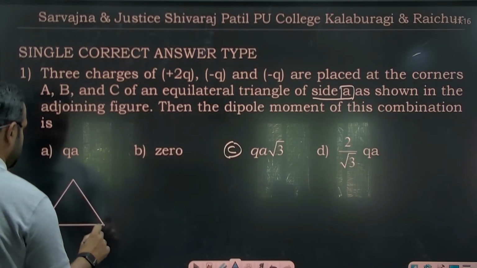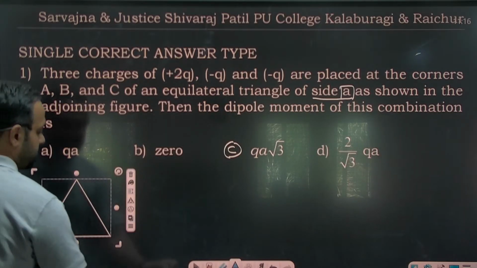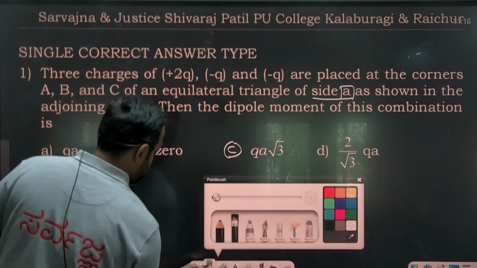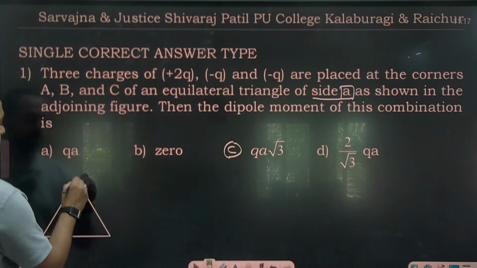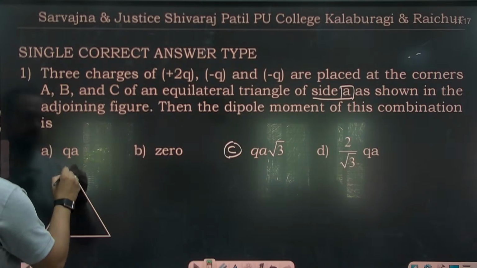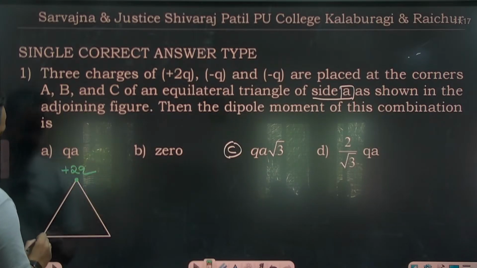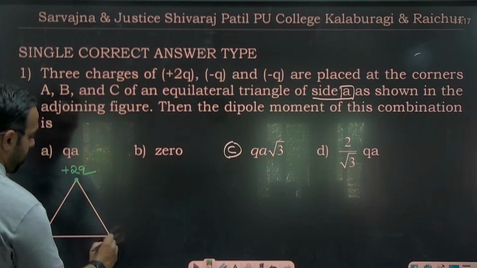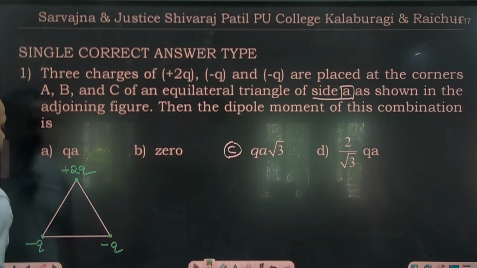equilateral triangle. Okay, let's say this is plus 2q, minus q, minus q, right? Two p cos theta by 2 or p cos theta by 2 ಏನಾಗುತ್ತೆ?